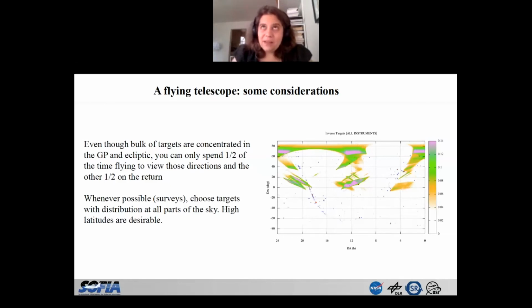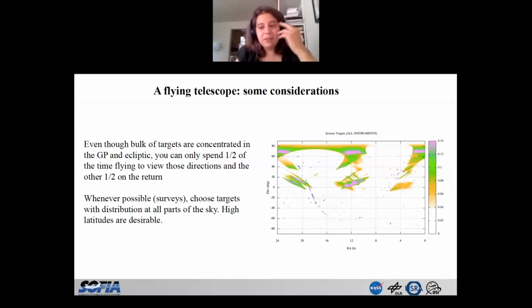So the more demand there is on the galactic plane, the more available time there is on what we call inverse targets, so directions opposite. And we have published on our website this inverse target map, which lists zones of the sky where we tend to have more time available.